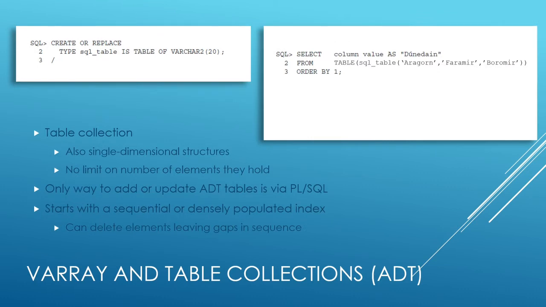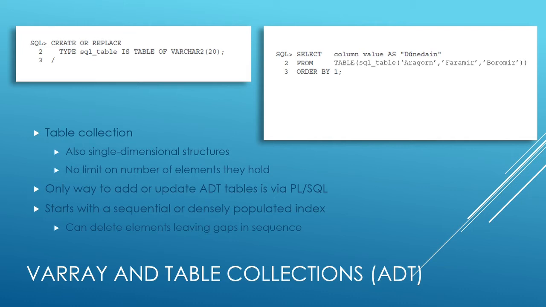A table collection, on the other hand, is similar to the V array. It's also single dimensional. The primary difference is you don't have a limit on the number of elements. There's no max ceiling or maximum amount of elements you can put into it in definition. The trouble with that is, with a table, you can delete items from tables, and so if you need to edit them, you have to do it through the PL/SQL programming component to do that.